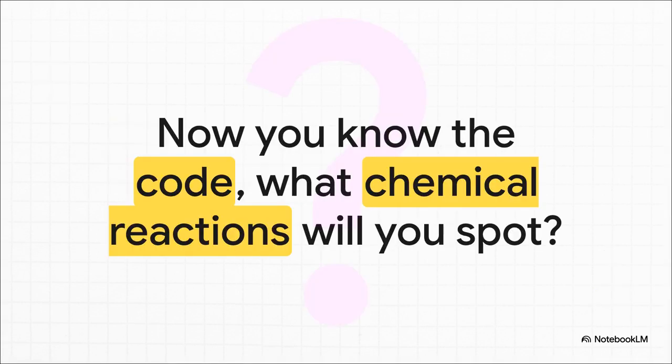So from an apple turning brown on the counter to the fizz you see when you mix baking soda and vinegar, chemical reactions are happening everywhere all the time. But now you know the code. You know how to read the recipes of reality. So the only question left is, what new reactions are you going to spot today?